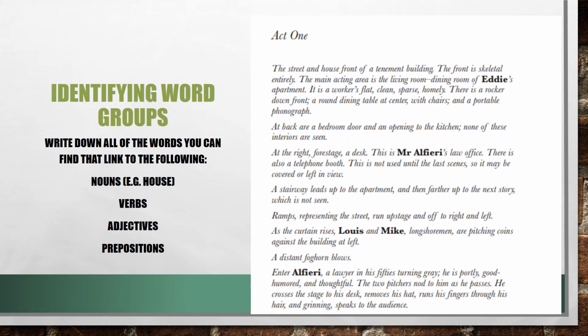Identifying word groups then, so a little literacy task for you. I'd like you to write down all of the words you can find that link to the following. So all of the nouns, all of the verbs, all of the adjectives, and all of the prepositions. Now, prepositions may be a new word or one that you have forgotten. They are words such as above, below, under, after, describing a spatial action or environment.